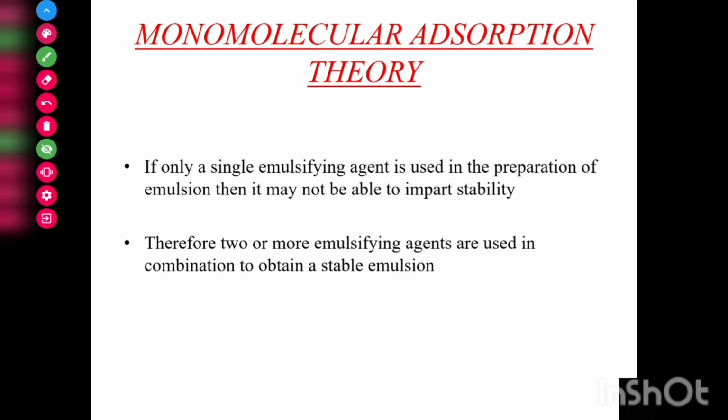We can use either a single emulsifying agent or a combination of two or more emulsifying agents to prepare an emulsion. If only a single emulsifying agent is used in the preparation of an emulsion, then it may not be able to impart stability. Therefore, two or more emulsifying agents are used in combination to obtain a very stable emulsion.